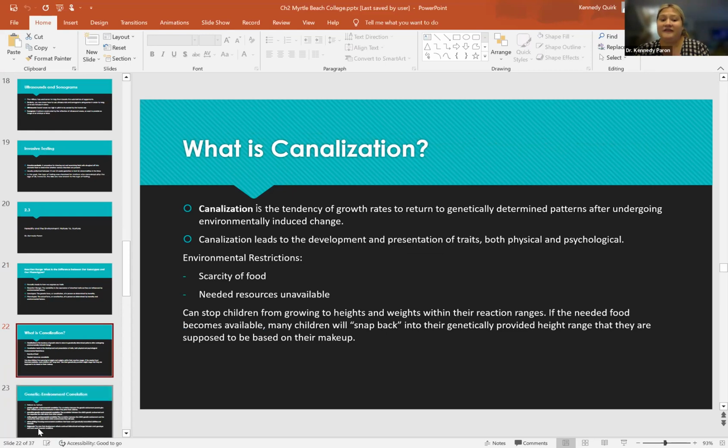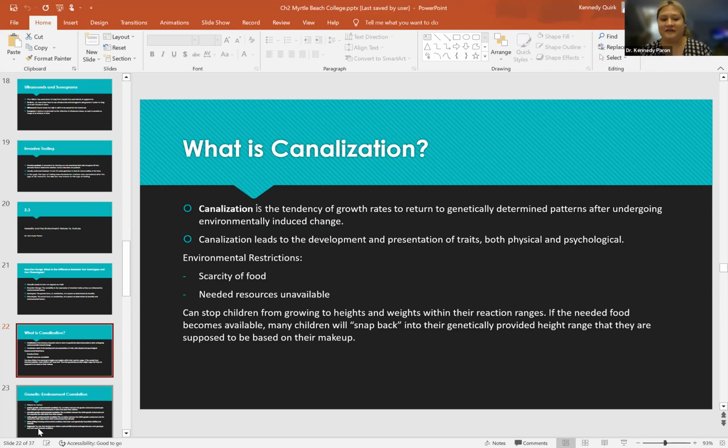So then we'll discuss what is canalization. So canalization is the tendency of growth rates to return to genetically determined patterns by undergoing environmentally induced changes. So this leads to the development and presentation of traits, both physical and psychological, that a person inherits from their parents. So there are some environmental restrictions, however.